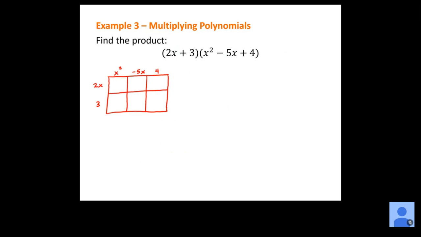Now, to fill in each one of these boxes that I've created, I just have to multiply the row by the column. So in this case, I have a 2x and an x squared. So if I multiply those together now, that should give us 2x to the third power, because again, we're multiplying, which means we're going to add the exponents.